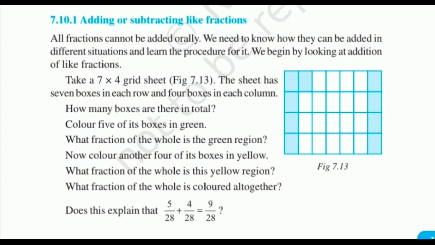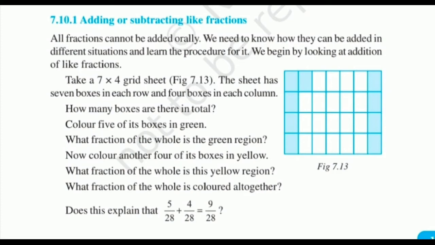Take a 7x4 grid sheet. The sheet has 7 boxes in each row and 4 boxes in each column. How many boxes are there in total? Color 5 of its boxes in green. What fraction of the whole is the green region? Now color another 4 of its boxes in yellow. What fraction of the whole is this yellow region? What fraction of the whole is colored altogether?